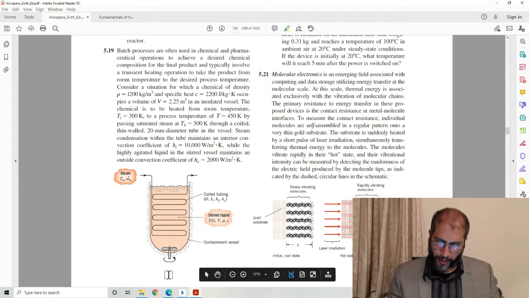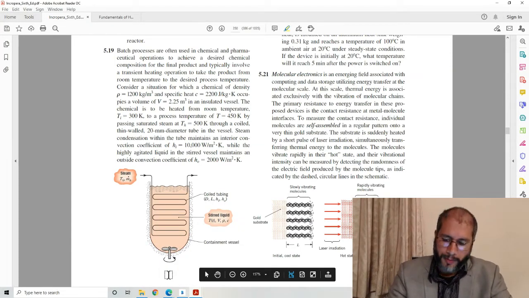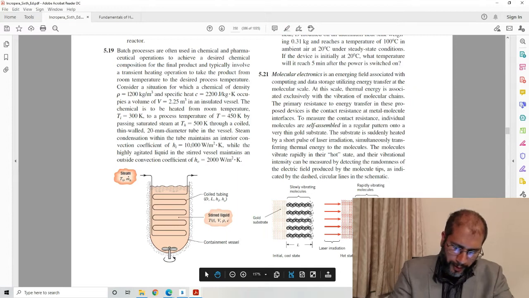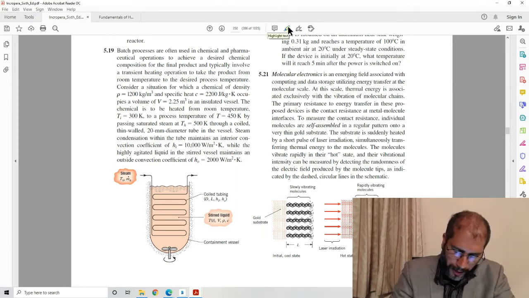Now let us solve the second tutorial problem. This is 5.19. In this case, we have a batch process, which is often used in chemical and pharmaceutical operations to achieve a desired chemical composition for the final product. It typically involves a transient heating operation to take the product from room temperature to the desired process temperature at which the reactions etc. can occur.